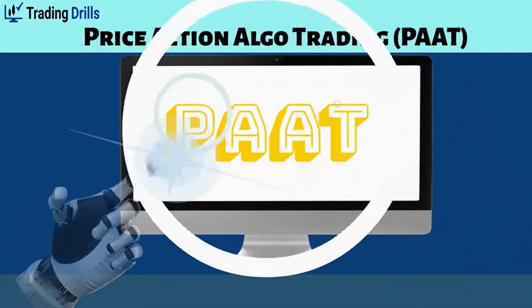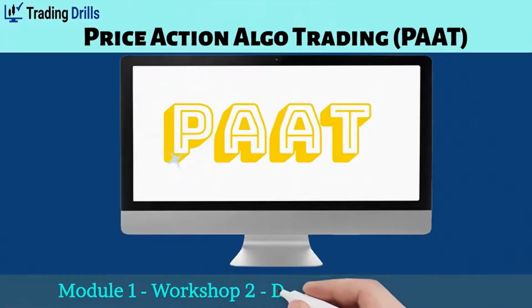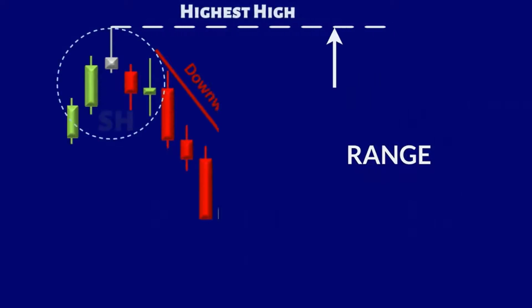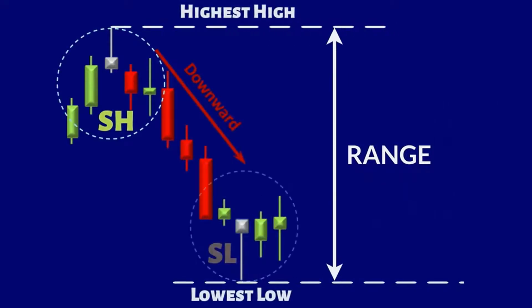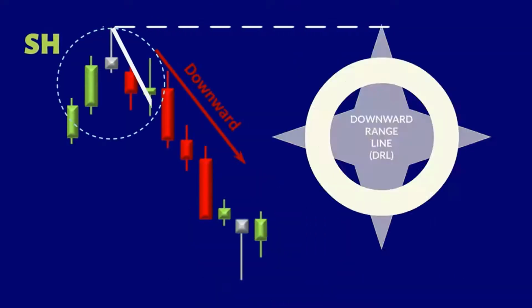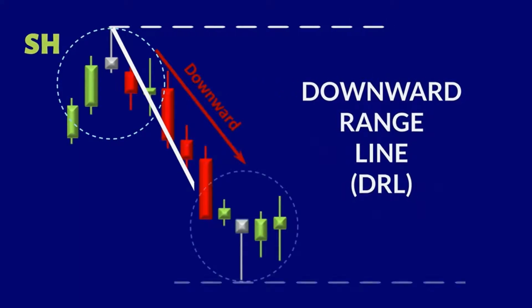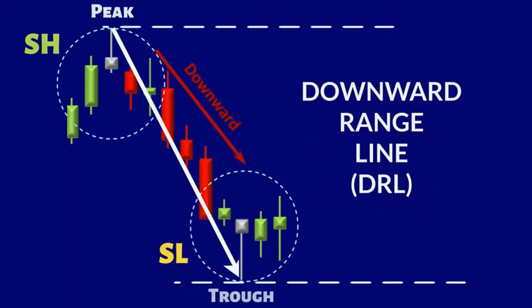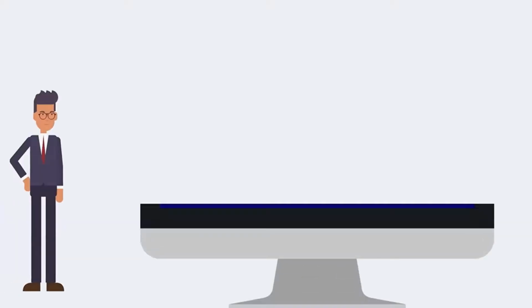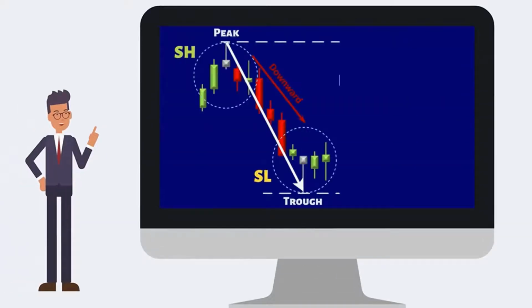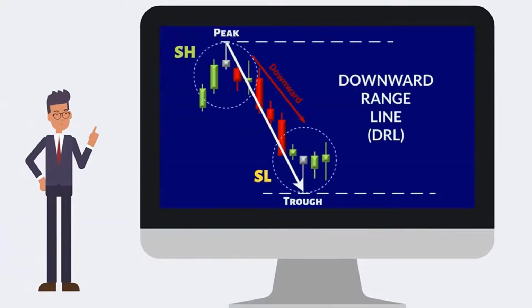In this lesson of Module 1, Workshop 2, we will discuss how to draw a downward range line. As mentioned earlier, the range is the distance price has traveled between the nearest swing high and swing low. In a downward price movement, we can draw a downward range line, abbreviated as DRL, by connecting the peak of the swing high to the trough of the swing low. So, let's practice drawing some downward range lines by connecting price turning points next.